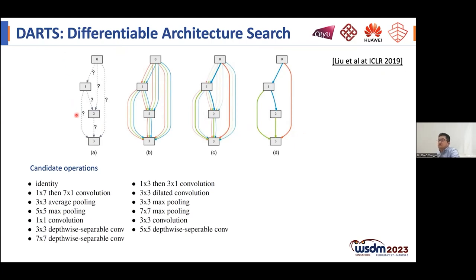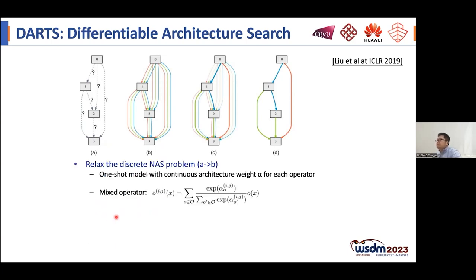Okay, so this is the pipeline of the DARTS algorithm. First, you have this discrete architecture problem. You have operations on the edges, and you want to choose between different operations for each of these edges. In this figure, we have the red operation, the green operation, and the blue operation, for example the 3x3 kernel, 5x5 kernel, max pooling, and so on.